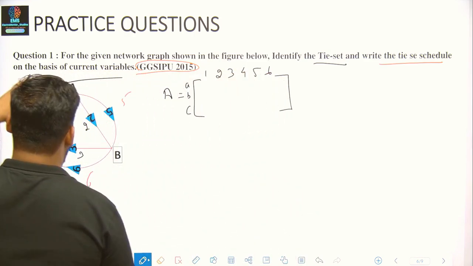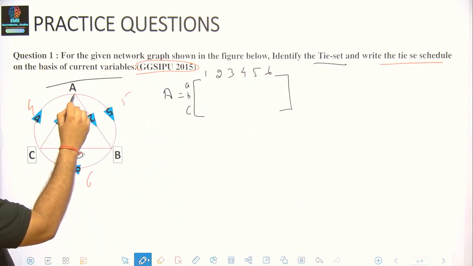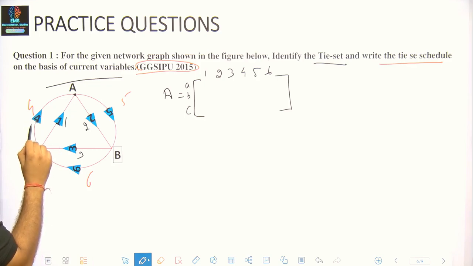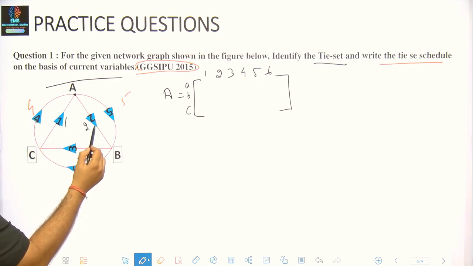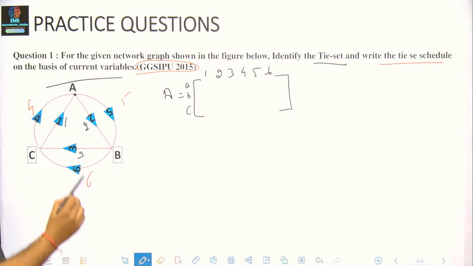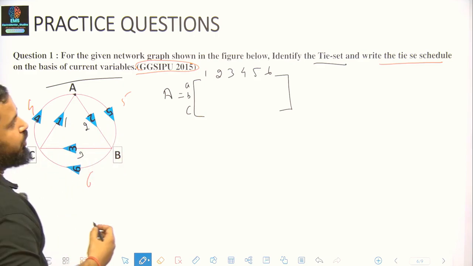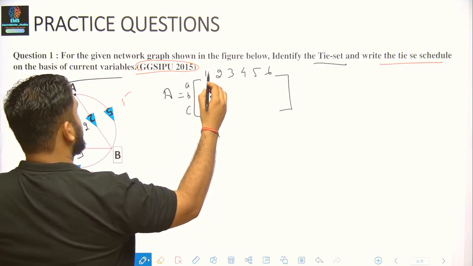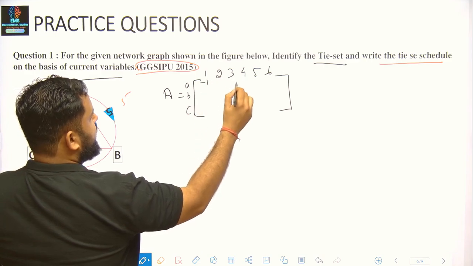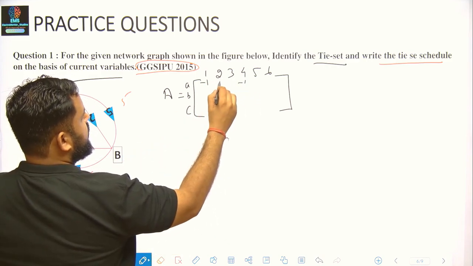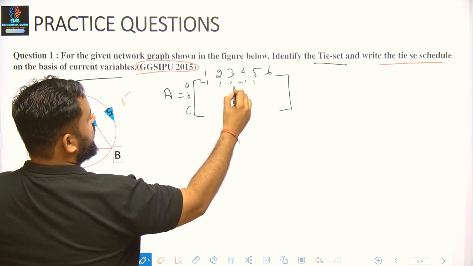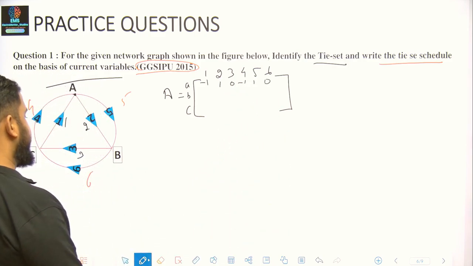So let us see at node A, we have 4 connected to it, 1 connected to it, 2 connected to it, and 5 connected to it. 1 and 4 are incoming currents, 2 and 5 are outgoing currents. So 1 and 4 are incoming, 2 and 5 are outgoing, 3 and 6 are not connected.